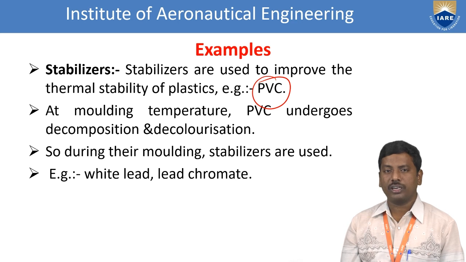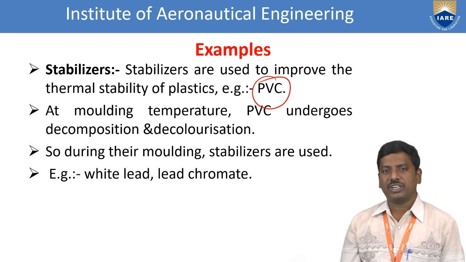What is polyvinyl chloride? Basically stabilizers are used to improve the thermal stability of the plastics, and that is nothing but PVC. At molding temperature, PVC undergoes decomposition and decolorization. That means at the molding temperature, PVC will be molded into the desired shape with decomposition and decolorization, that is, removal of the color on its surface. So during molding, stabilizers are very important to apply in the process.